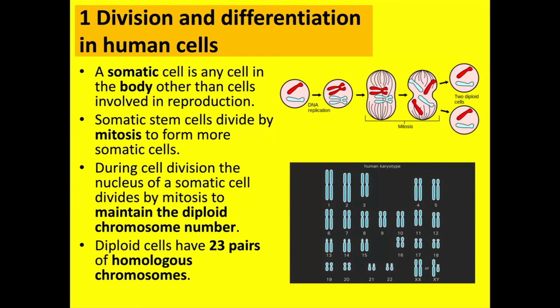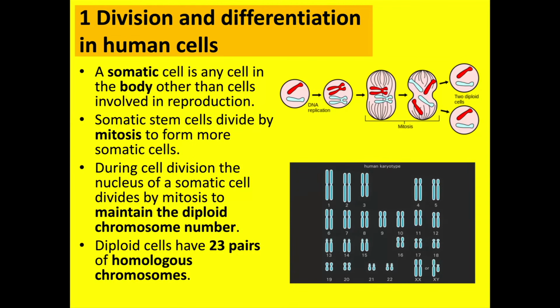A somatic cell divides by the process of mitosis, which you should all be familiar with from National 5, to form more somatic cells. During cell division, the nucleus of the somatic cell divides by mitosis to, and this is a phrase you'll be familiar with from National 5, maintain the diploid chromosome number. Okay, and that is a phrase it's going to be well worth you getting familiar with. It maintains the diploid chromosome number, which essentially means it keeps the same number of chromosomes in the daughter cells that we find in the original cells.